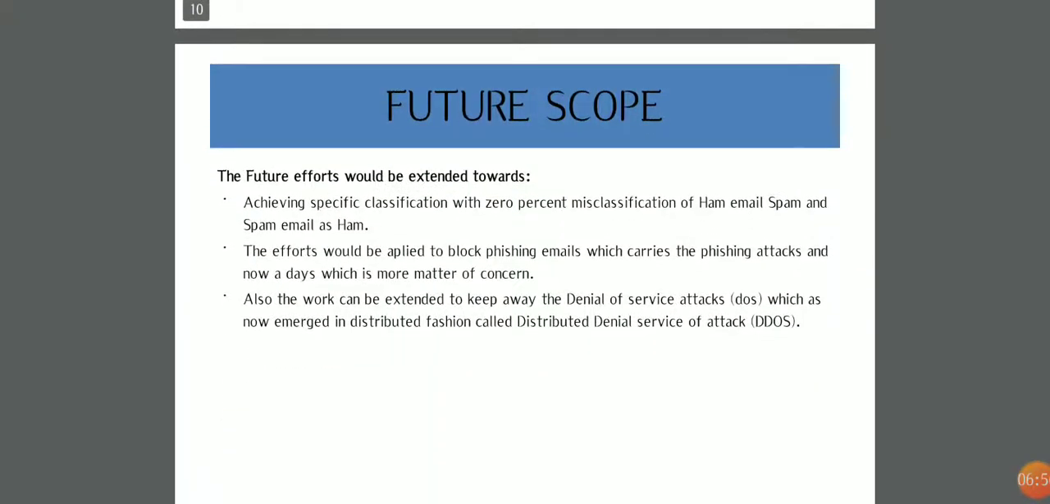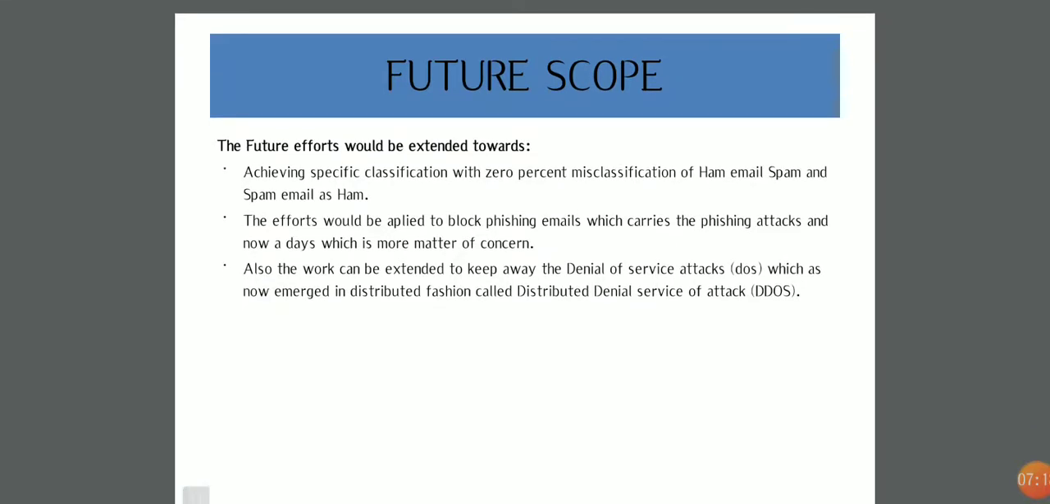Now let us see the future scope. The future efforts would be extended towards achieving the specific classification with 0% misclassification of ham as spam and spam email as ham. The efforts would be applied to blocking phishing emails which carry phishing attacks, which are nowadays a greater matter of concern. Also, the work can be extended to keep away denial of service attacks, which have now emerged in a distributed fashion, called distributed denial of service attacks.